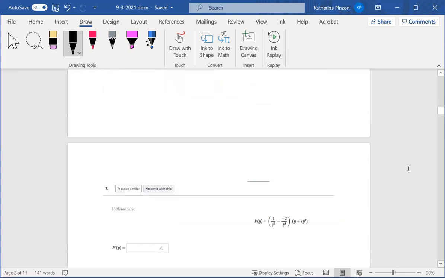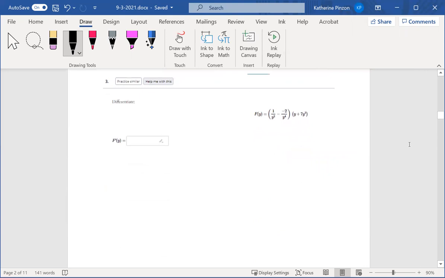Okay, next we've got 3. Okay, 3 says 1 over y squared minus negative 2 over y to the 4th times y plus 7y cubed. I can do this problem two ways. I can use the product rule, or I can multiply it out and then not use the product rule. I don't care which way we do it. This was number 3. You want product rule or multiply out?